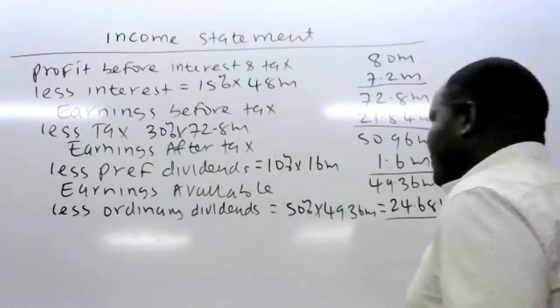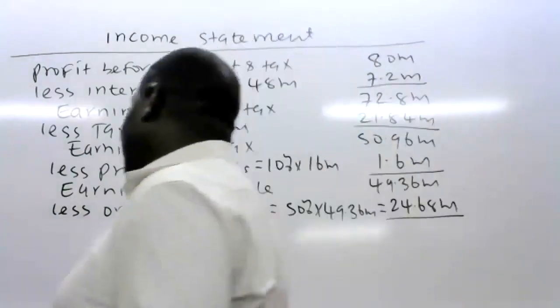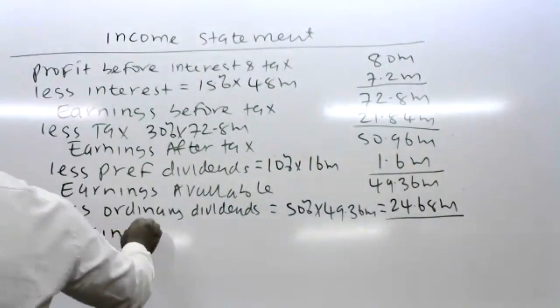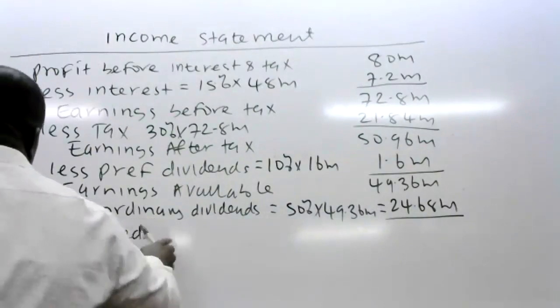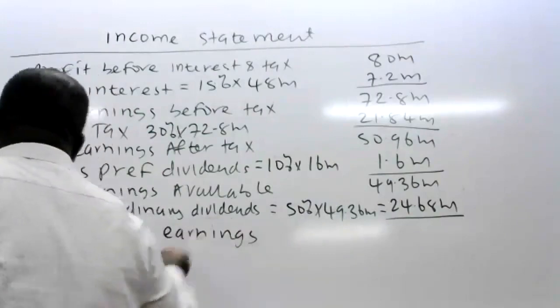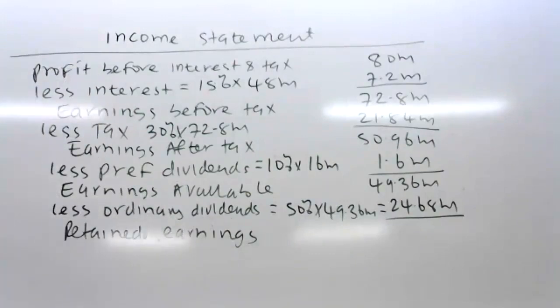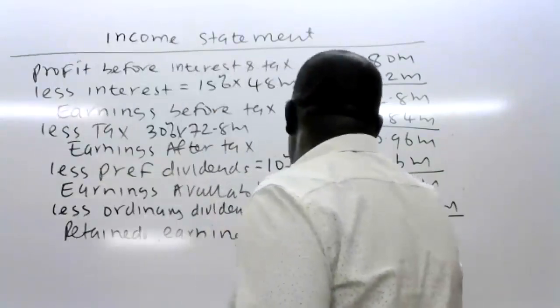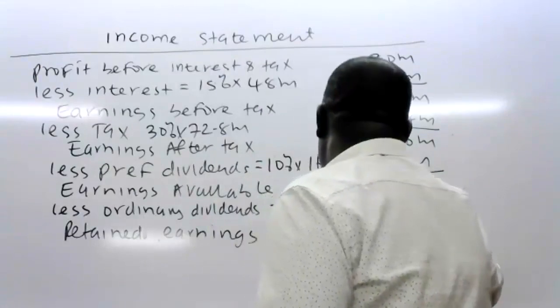So when you subtract, we now get the retained earnings. It will still be 24.68 million.